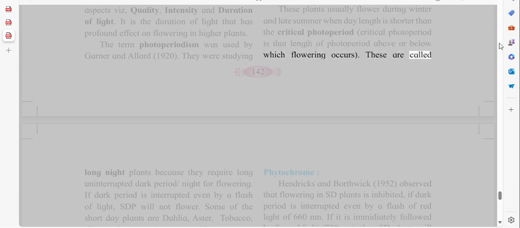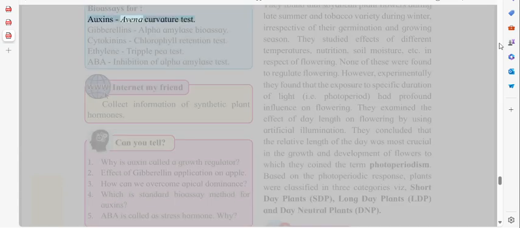These are called bioassays. For auxins, Avena curvature test; gibberellins, alpha amylase bioassay; cytokinins, chlorophyll retention test; ethylene, triple response test; ABA, inhibition of alpha amylase test.